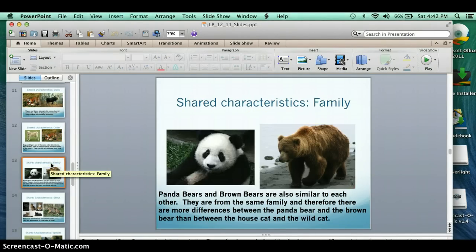Okay, the next category is family. So panda bears and brown bears, two types of bears, they're in the same family because they're very similar to each other. They're not the same species, so they're not completely similar to each other, but they have a lot more in common than a tiger and a dog. Okay, so we call them to be in the same family. So there's still differences between them, but they're also a lot more similar than the tiger and the dog. So we put them in the same family. Again, getting more and more similar as we go down the pyramid.